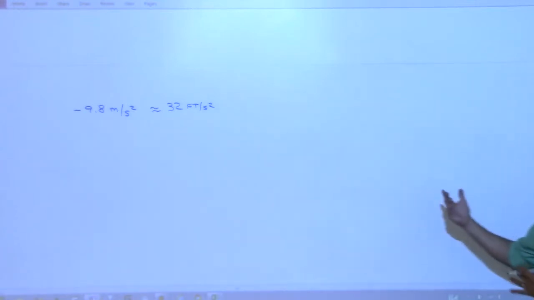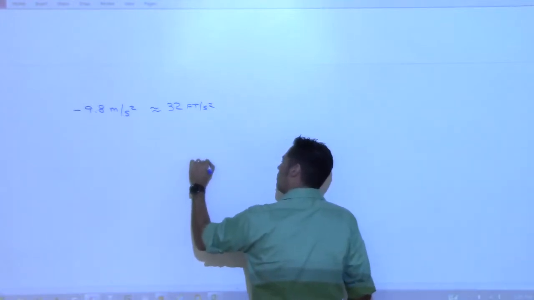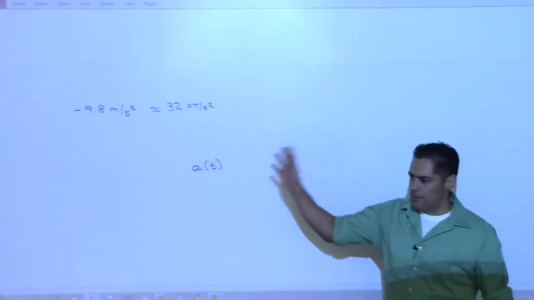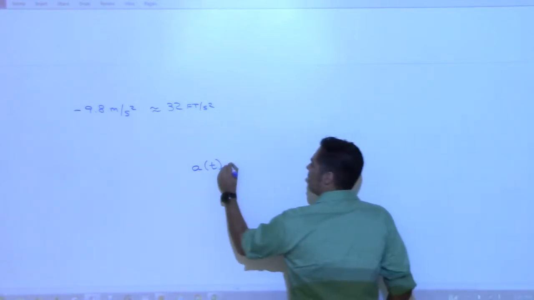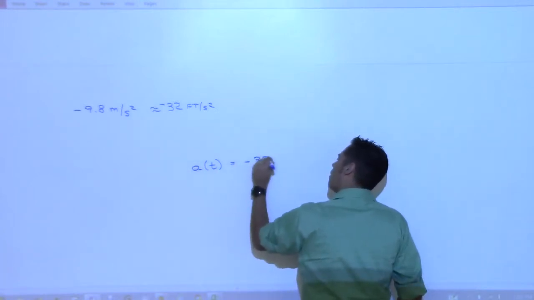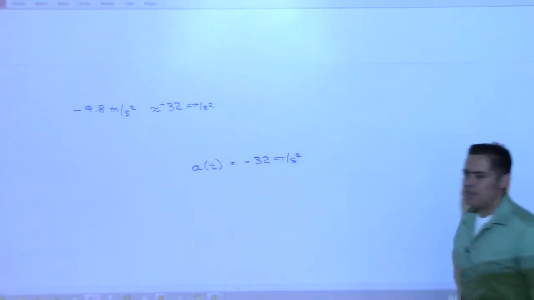Meters per second squared versus feet per second squared. So what if I tell you right now that the acceleration, and don't think of vector functions, just act like you're back in Cal 2. What if I tell you the acceleration of an object is negative 32 feet per second squared? Then what's the velocity function?